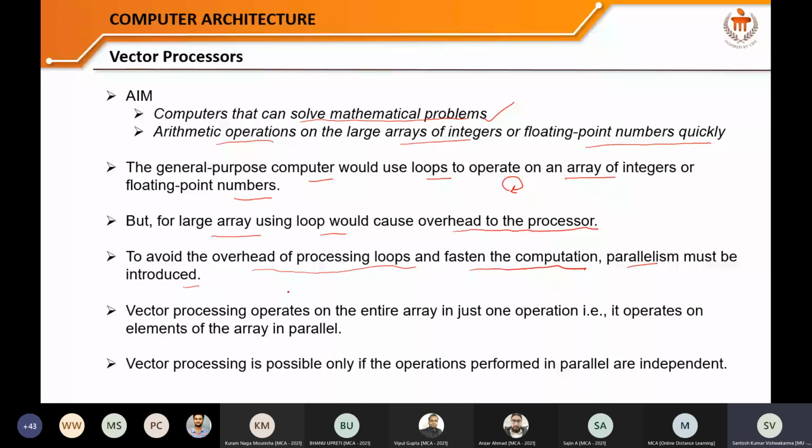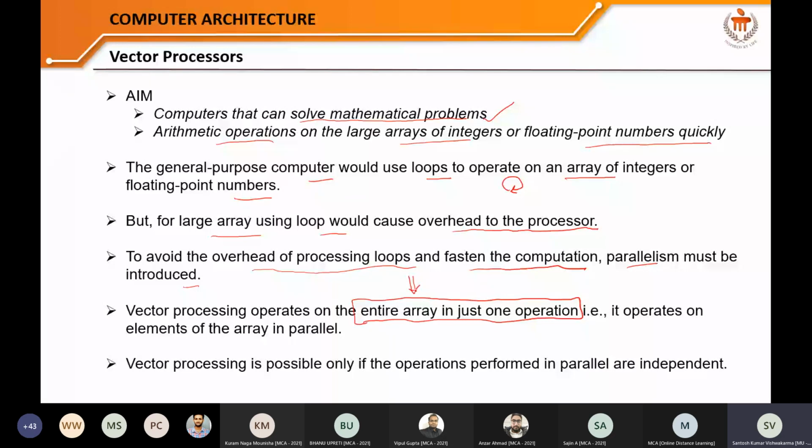Vector processing operates on the entire array in just one operation. Learners, this is a very important statement. You may also make a note of this: vector processing operates on an entire array in just one operation, with the condition, obviously, that the array elements should be independent of each other.